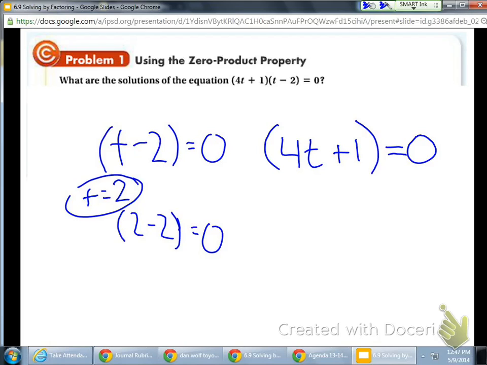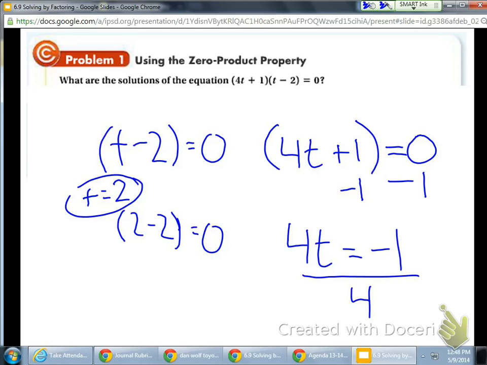The way I do it is I subtract 1 from here, which is 4t is equal to negative 1. Then I just divide it by 4, which t is equal to negative 1/4. Brilliant. Okay, so final conclusion. Answer is t is equal to 2 and negative 1/4, or negative 0.25.